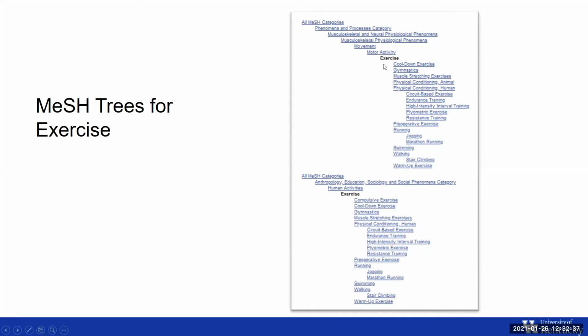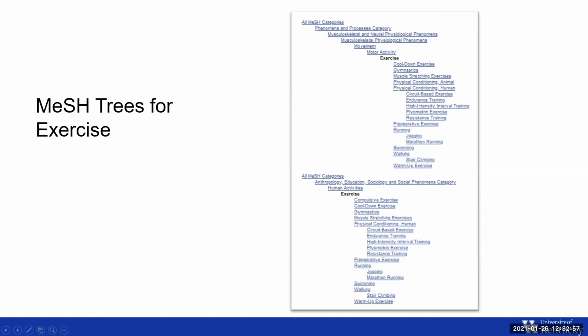You can see that everything is in kind of a hierarchy. So in this example, if you search exercise, it's going to automatically get exploded and search everything underneath it. No other database that we really have access to does this. So it's important to know that that's what it's doing. You can turn off explosion.